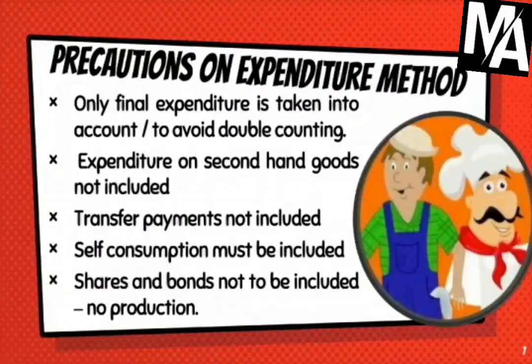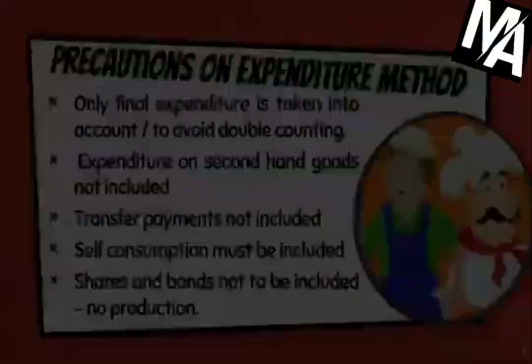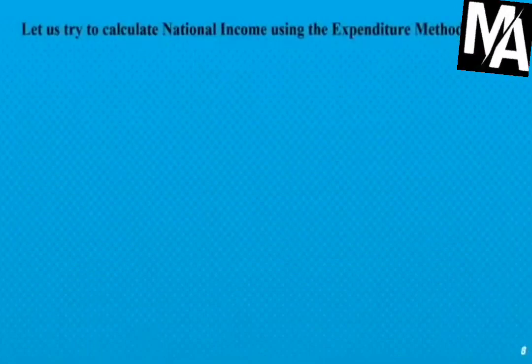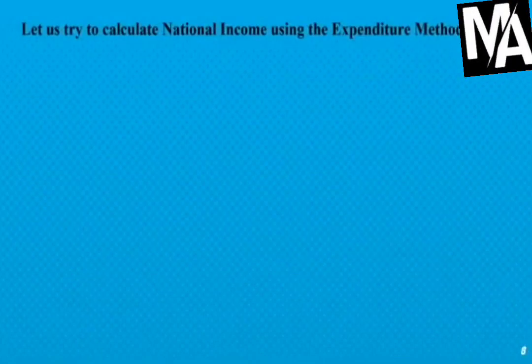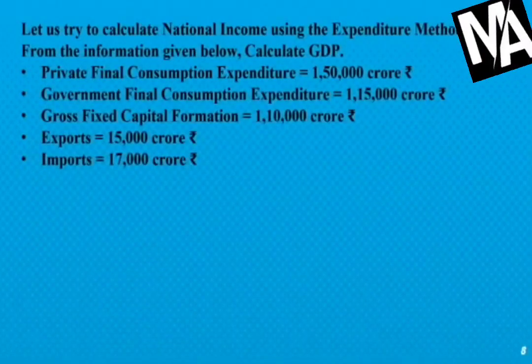So what should be included in the expenditure method? It's just C plus I plus G plus X minus M. Now we will try to calculate national income using the expenditure method using the formula which I taught you just now. So we have certain information given there.